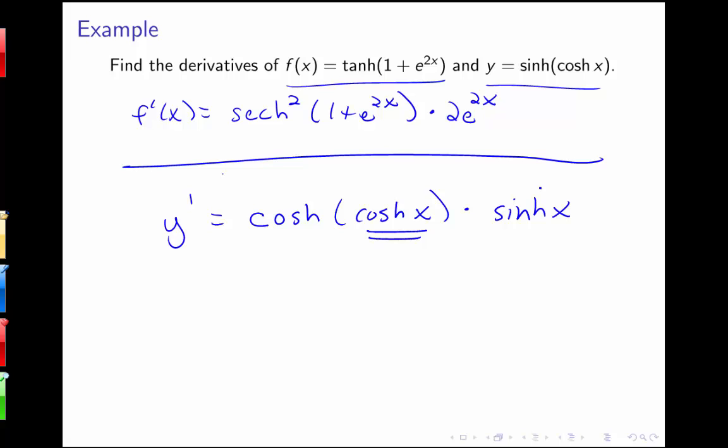Okay, so these aren't too bad. We get to use a lot of things that we've already learned, but we'll talk more about some of the applications and interesting ways in which these hyperbolic functions are used.